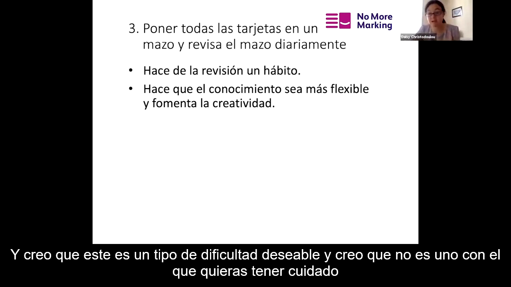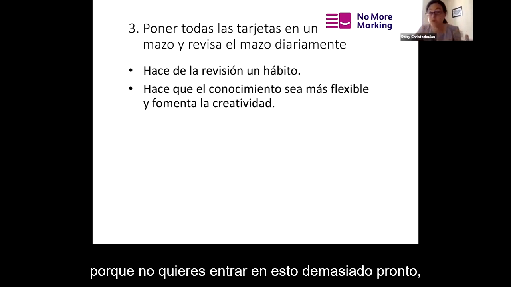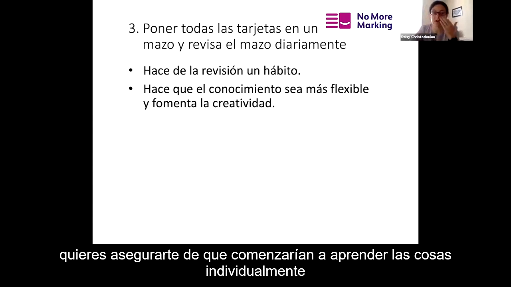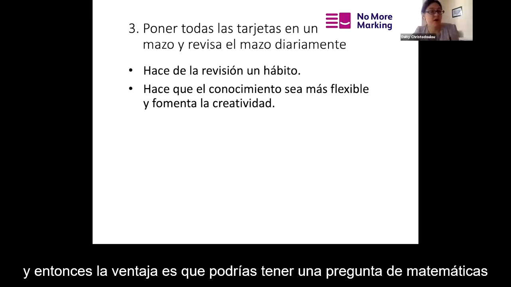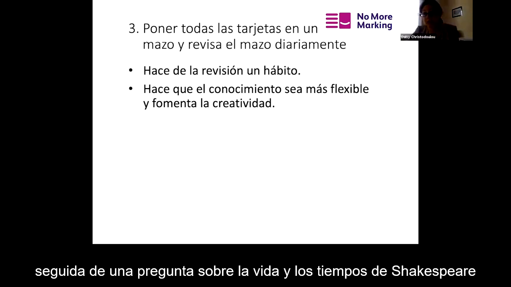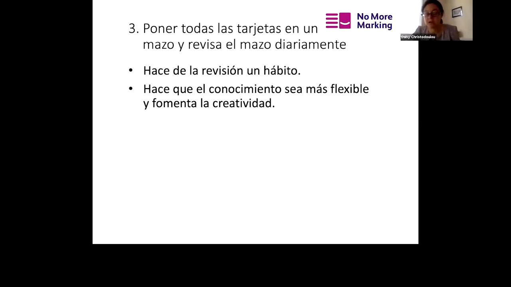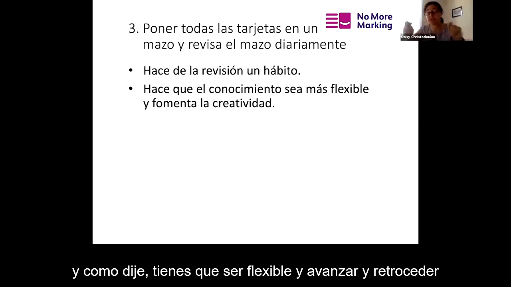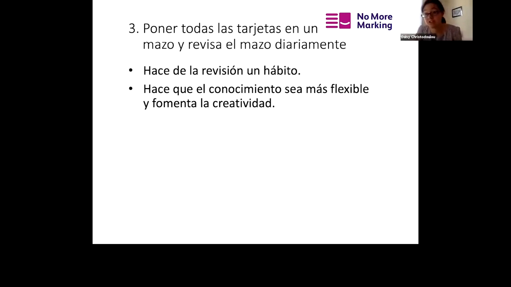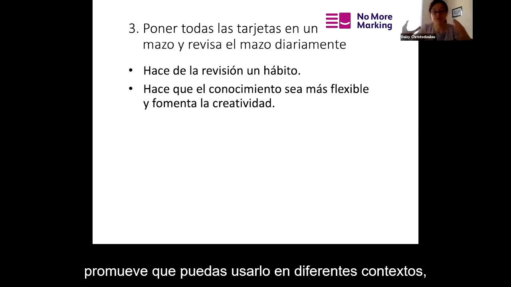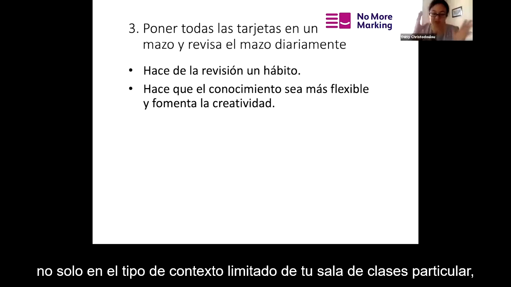And I think this is another one you want to be careful with, because you don't want to go in with this too soon. I would start with learning the things individually and then filter them into a bigger flashcard deck. And so the advantage of it is that you might have a maths question followed by a question about Shakespeare's life and times. And so you're having to be flexible and move back and forward. And not only does that promote more real world uses of knowledge, it promotes you being able to use it in different contexts, not just in the very narrow context bound of your particular classroom.